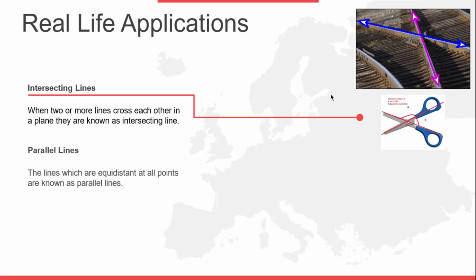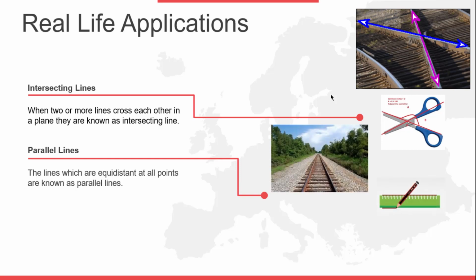Now the second thing that we have learned is parallel lines. The lines which are at equal distance at all points between each other are known as parallel lines. So let us look at the real world example, and again we see a railway track. In this scenario you can see that this line and this line are at equal distance throughout. So this means that they are parallel lines. And again you see that I have used something that you use daily, a ruler. If I draw lines on both the edges of a ruler, it forms two parallel lines.